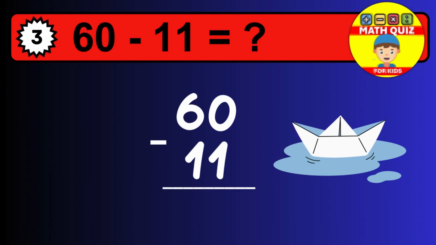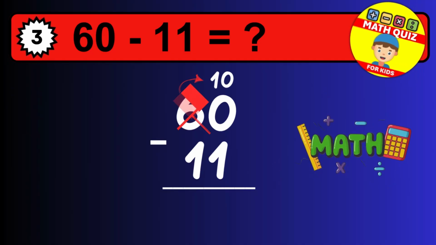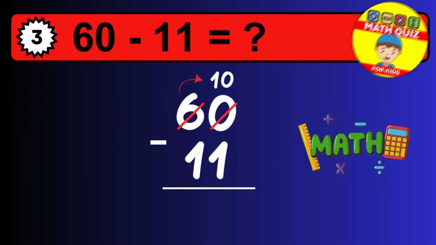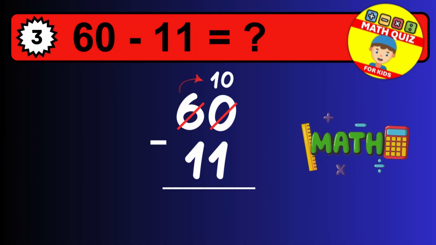Let's solve this step by step. We start with the units. 0 minus 1 is not possible, so we need to regroup. We take one 10 from the tens column. Now we have five tens, and the units become 10.